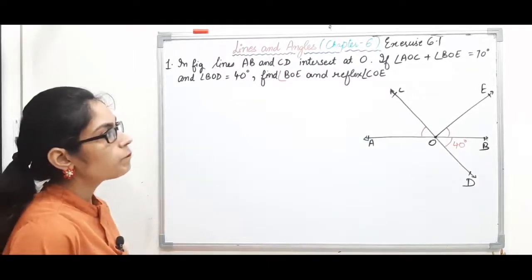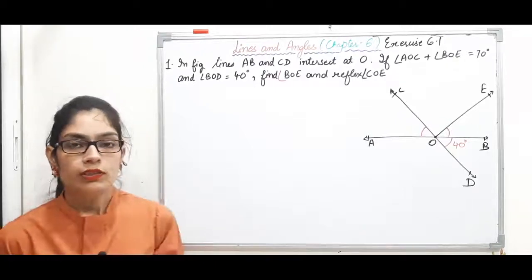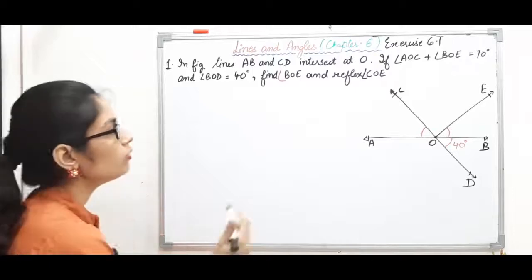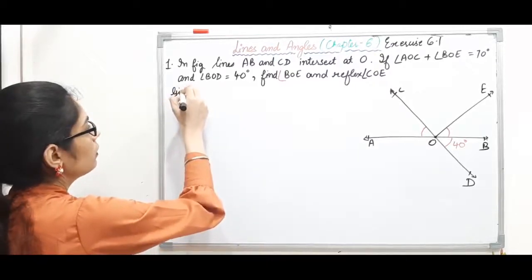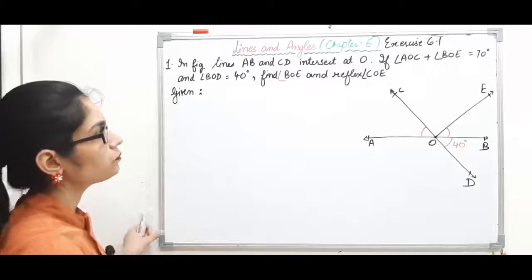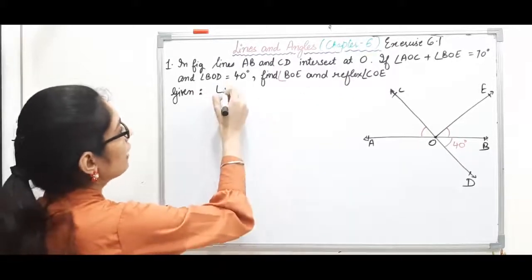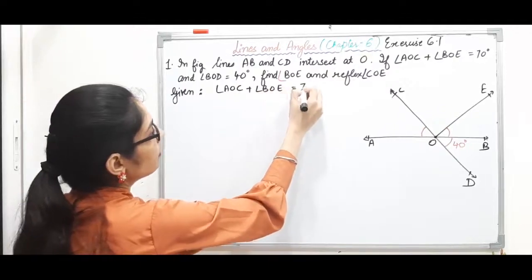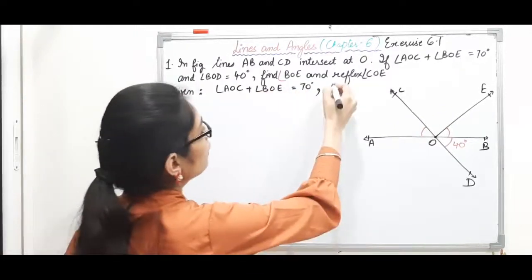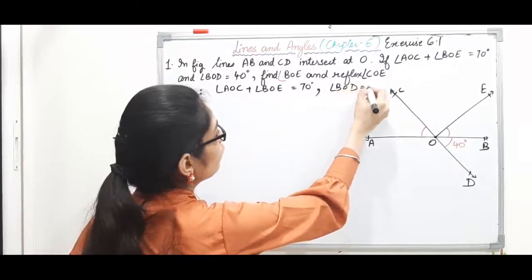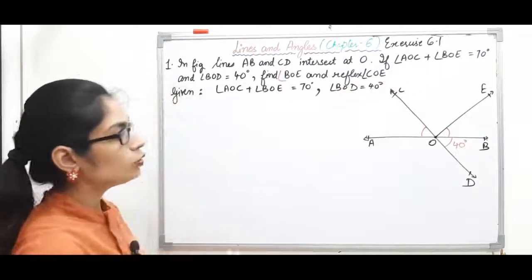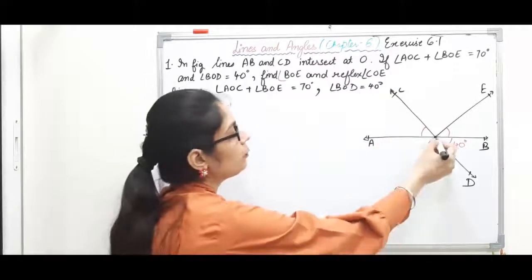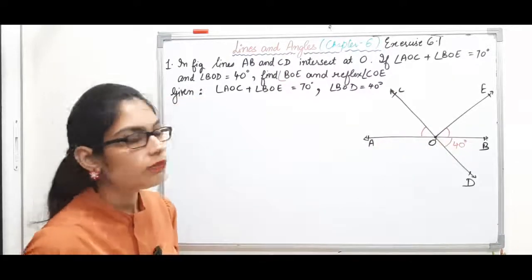So let's start. While doing the questions of geometry, like the theorems I have explained to you, write each and everything properly. First of all, write what is given to us. So given, you can write these values. You can write angle AOC plus angle BOE is equal to 70 degrees, and angle BOD is equal to 40 degrees. If you want, you can also mention that AB and CD are two lines which intersect at point O, because this is also given to us.